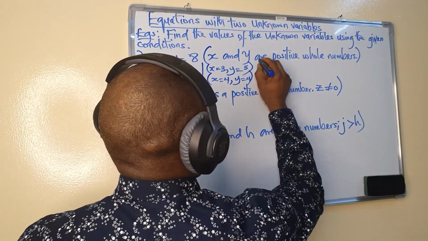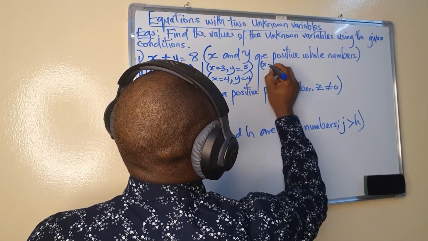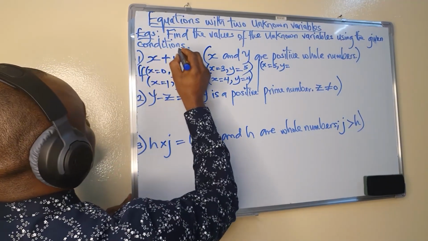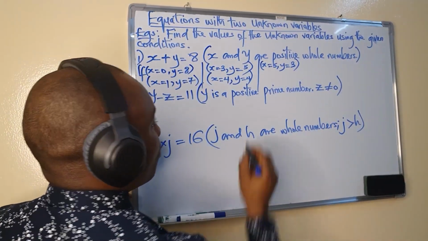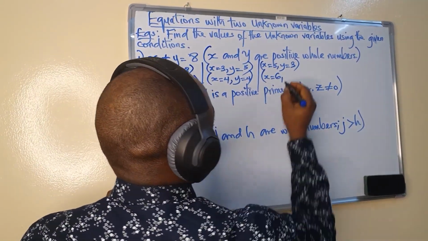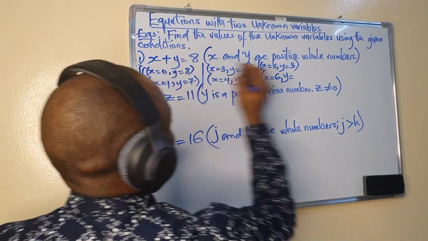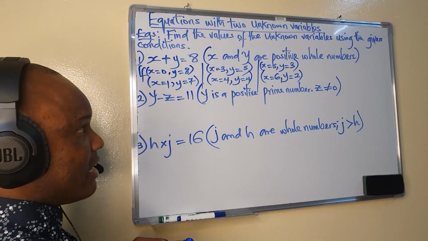We can go a little further. Now, give x the value of 5. When x is 5, what happens to y? 5 plus 3 is 8. So in that case, y is going to be 3. What if x becomes 6? What happens to y? y is going to become 6 plus 2 is 8. Does it end there?